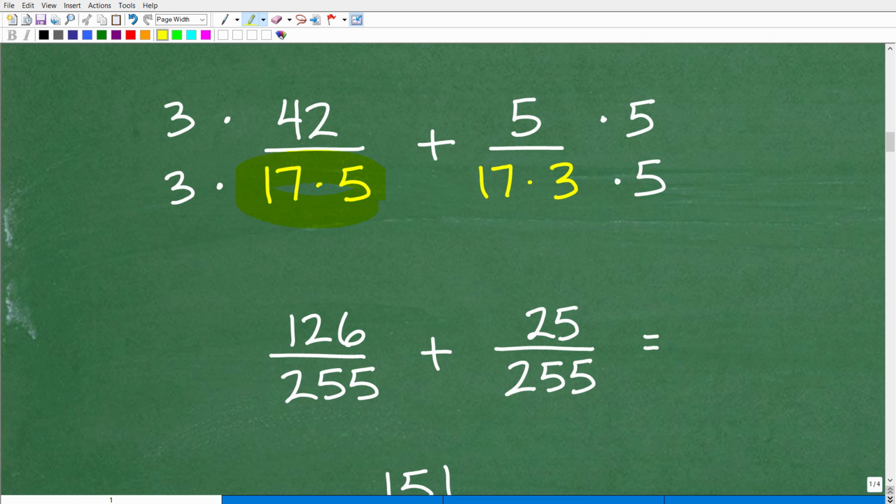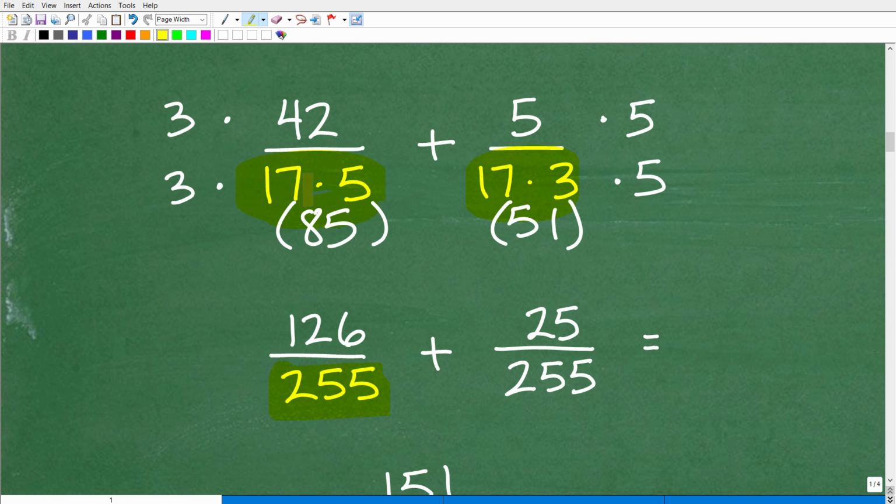Okay, so here's our 85 and here's our 51. Now, I'm not going to multiply 17 times 5. Well, we could, if it helps you understand this better. This is our 85 and this is our 51. So how do I make 85 into 255? That's what we have to do. I have to rewrite this denominator such that it's 255.